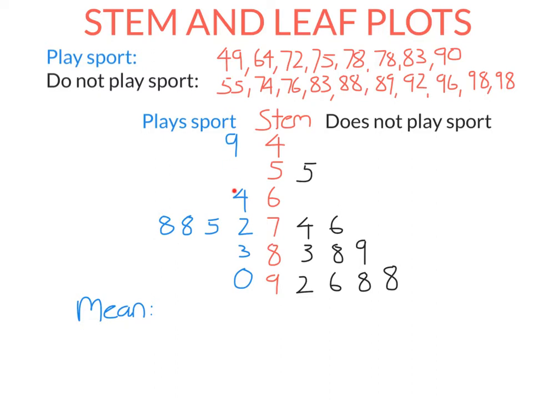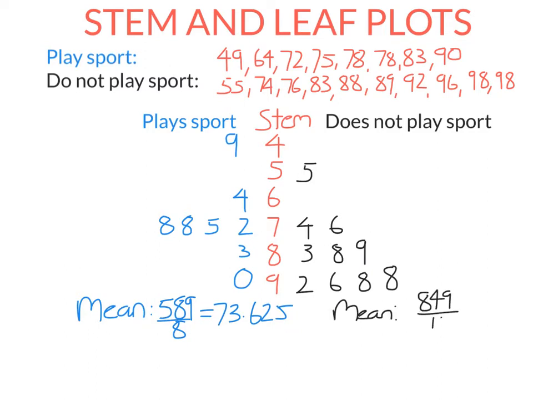To calculate the mean, we just have to add up the scores and divide by how many. Now, the biggest mistake people make is they think this score means 9, this means 4. You don't go 9 plus 4 plus 2, etc. You go 49 plus 64 plus 72, and so on. So the sum of the scores here was 589, divided by how many there are, which gave us 73.625. Now, for the group who does not play sport, if you add up all the scores, you get 849. There are 10 in total, so the mean is 84.9.